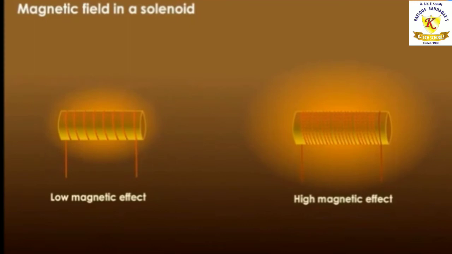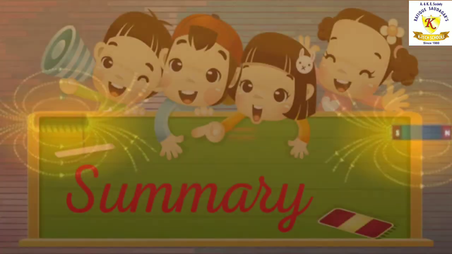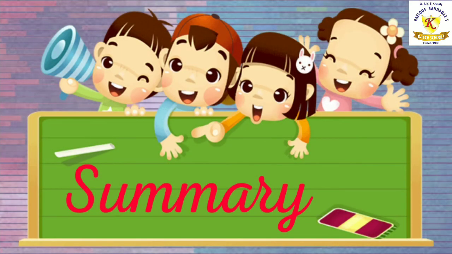So, it is clear that if the number of turns in a solenoid increases, then the magnetic effect also increases. Isn't it? Yes. The magnetic field around the solenoid is similar to the magnetic field around a bar magnet. I hope I have cleared myself, children. So, let's look at the summary.